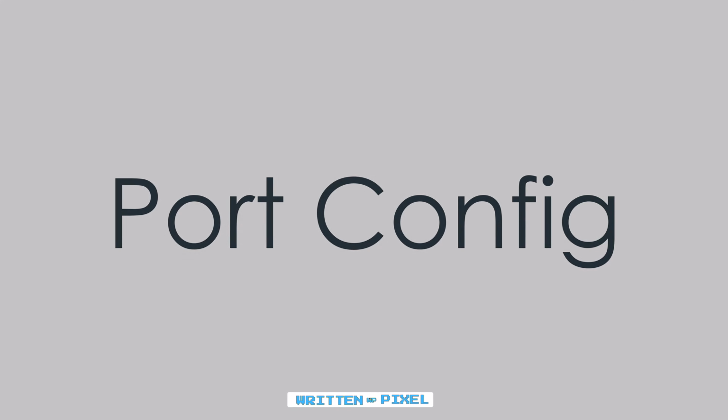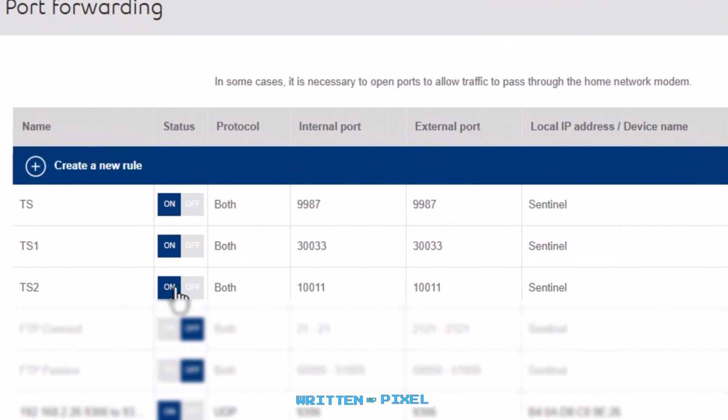Okay, so now before we continue, let's set up the port forwarding in your router. However your router is, go to port forwarding and open up these three ports. 9987 is used for voice communication. 30033 is used for file transfers. 10011 is used for advanced server administration.